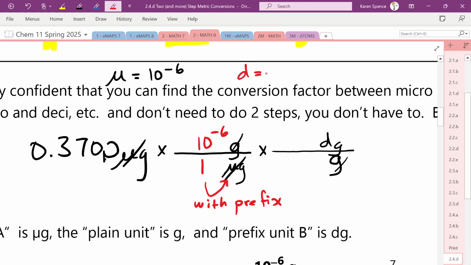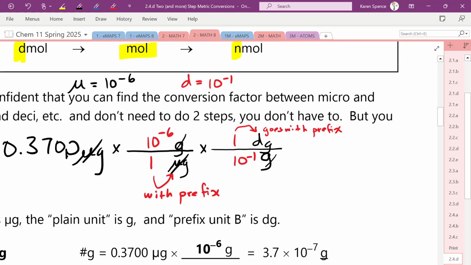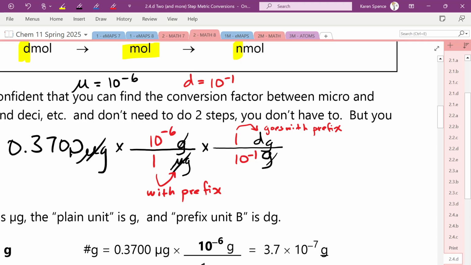Deci, what does deci mean? Deci means 10 to the -1, and the 1 goes with the prefix, so the 1 goes with the deci, which means that our 10 to the -1 goes with the grams. Now you can throw this into your calculator, or if you like, you can say this gives me 0.3700 times 10 to the -6, and then this, if it's 10 to the -1, what does it become when we put it in the numerator?